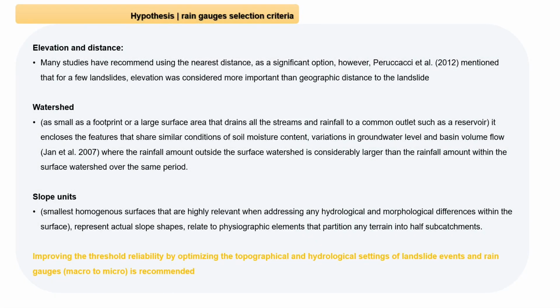So let's get back to the deuce model. As we mentioned, the deuce deals with the distance, elevation, watershed, and slope unit, which we consider are the most reasonable and logical relationship that can connect the landslide occurrence with its related station. Also, it can remove the stations that are not logically correlated.